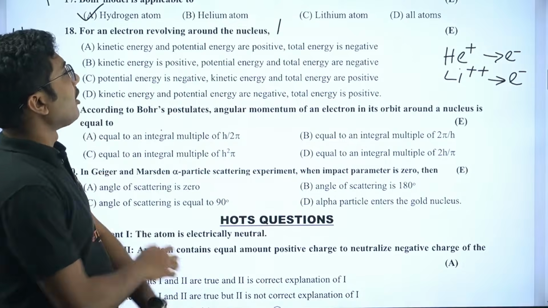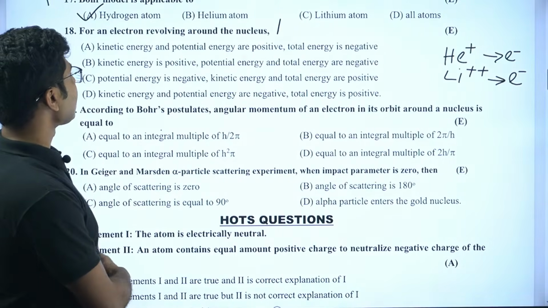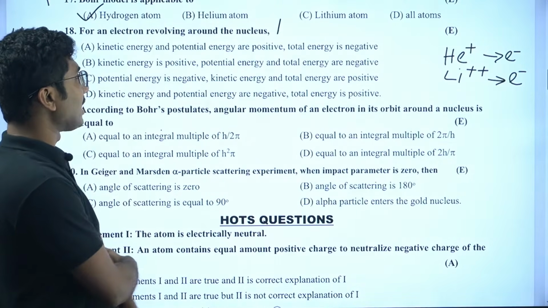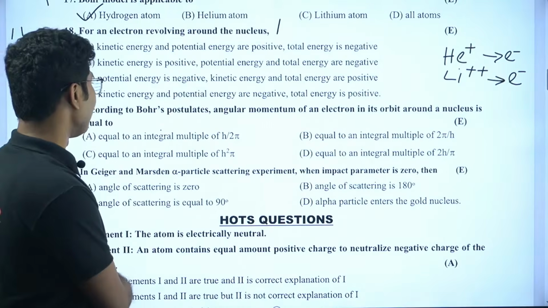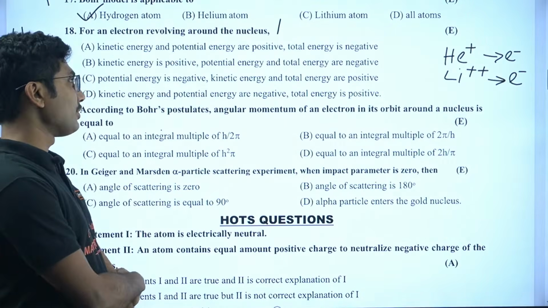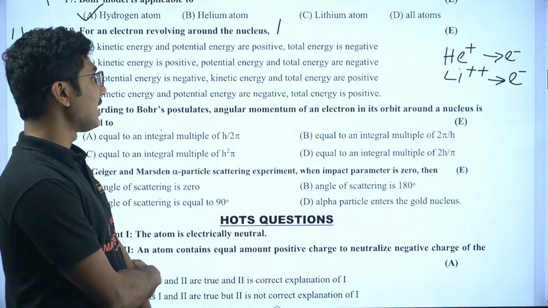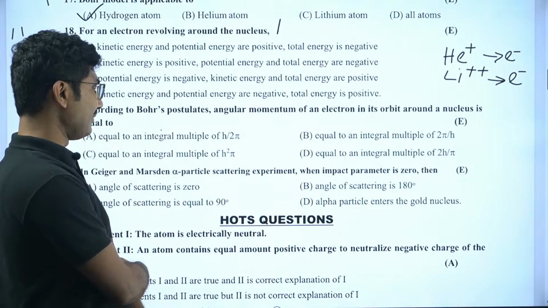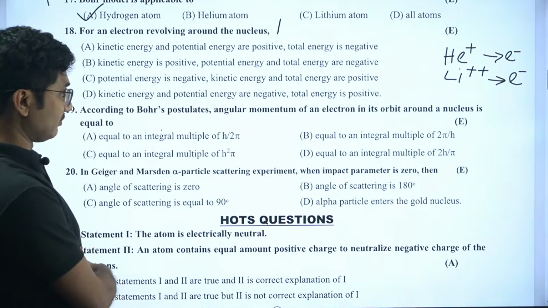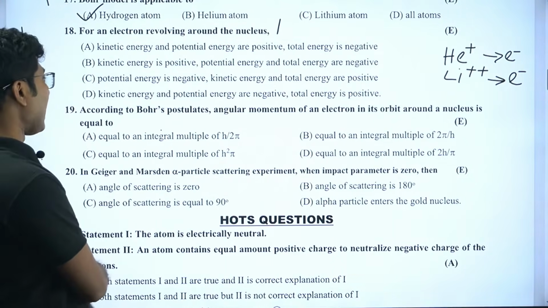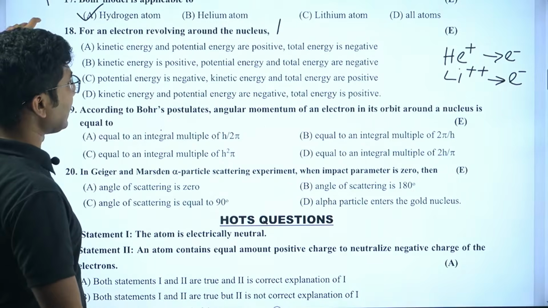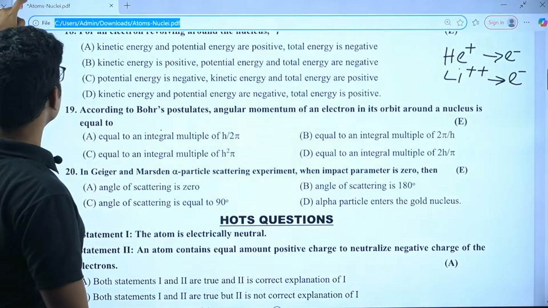For an electron revolving around the nucleus, kinetic energy and potential energy are positive, total energy is negative. Kinetic energy is positive, potential energy and total energy are negative. Potential energy is negative, kinetic energy and total energy are positive. Kinetic energy and potential energy are negative, total energy is positive.